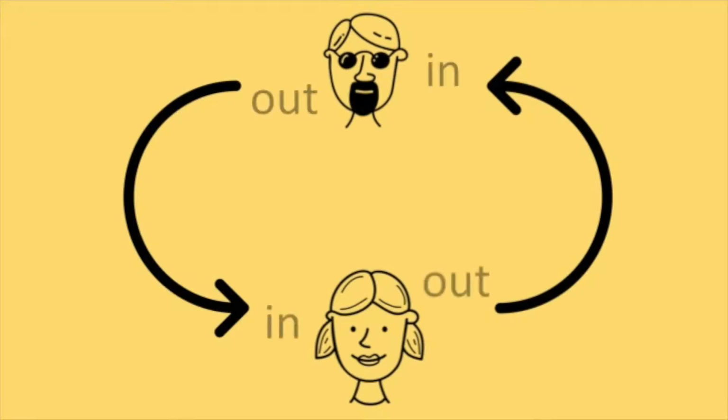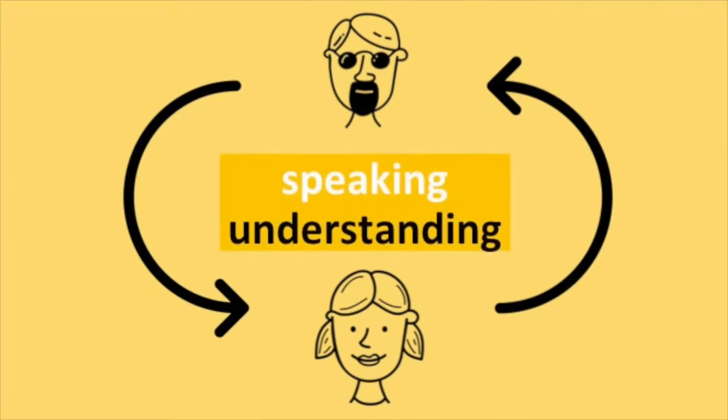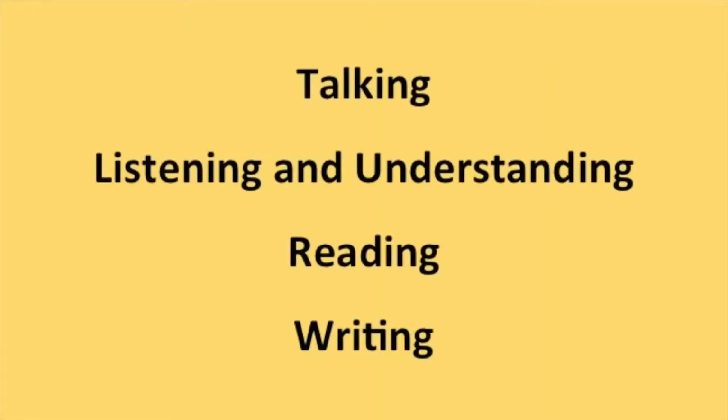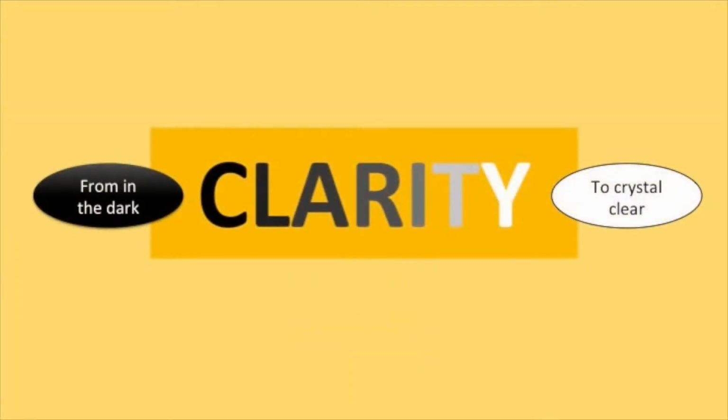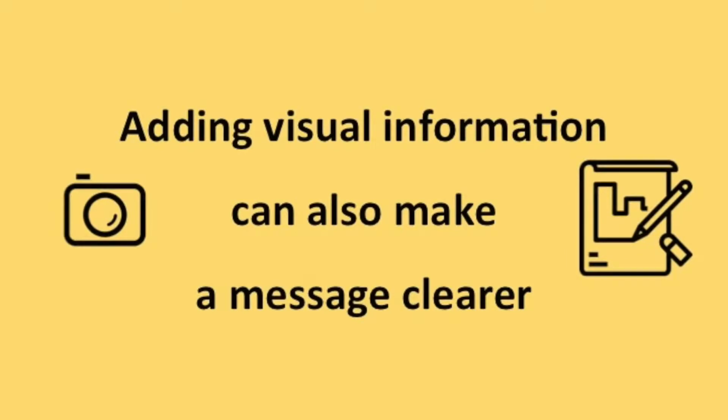Aphasia interferes with getting messages in and getting messages out. This means that both speaking and understanding can be difficult. Aphasia affects talking, listening, reading and writing. For some people with aphasia, the message will be clearer if they can hear it spoken as well as see the written word. Not everyone will get to crystal clear, but there can be greater understanding of a message if spoken and written words are presented together.